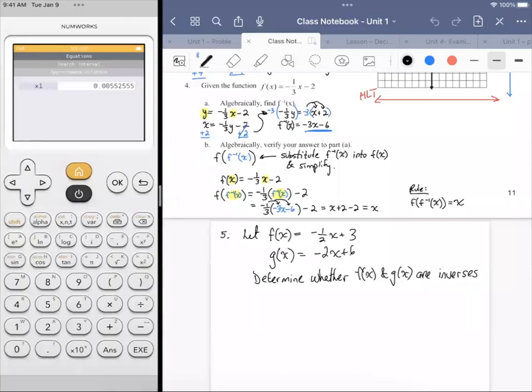So you want to verify the two functions are inverses of one another. All you need to really do is substitute one of the functions inside of the other one for x.